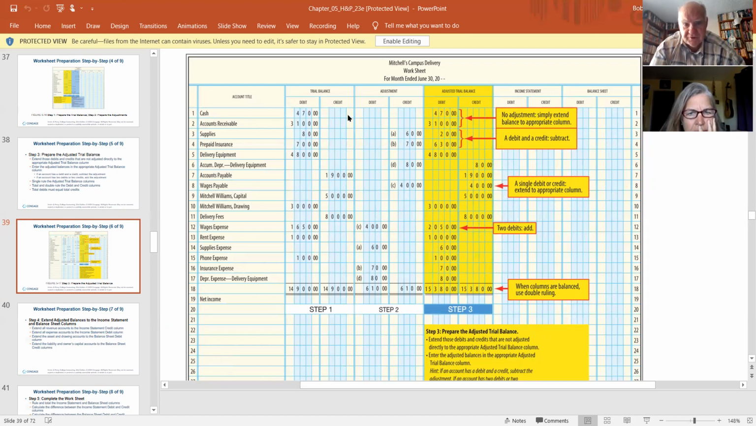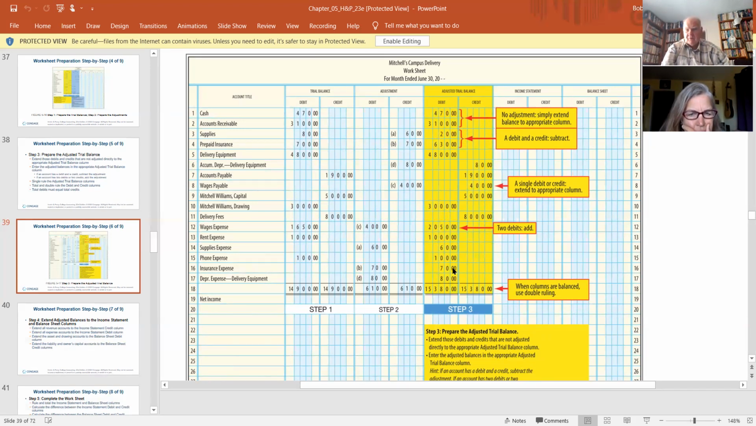470, 3,100, 80 minus 60. Prepaid insurance, 700 minus 70. Bring the delivery equipment. Look at your accumulated depreciation. It was 0 plus 80 credits, so that's a credit. You bring them all over. Of course, the totals have to equal, right? Debits must equal credits up to this point.